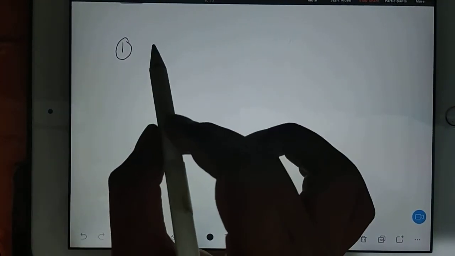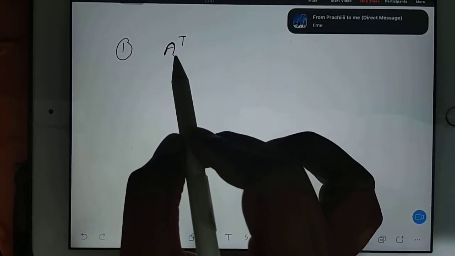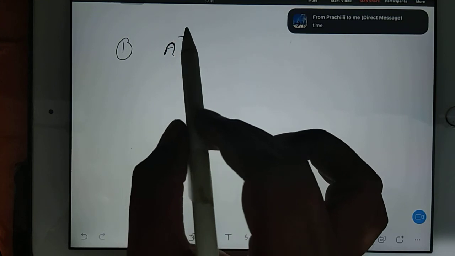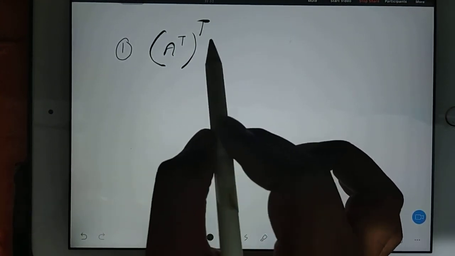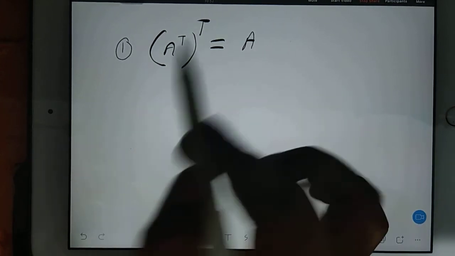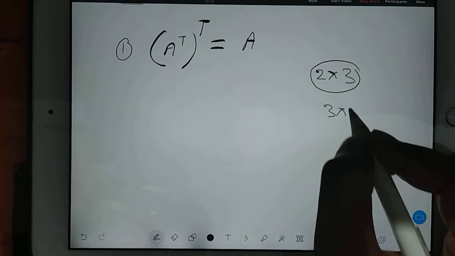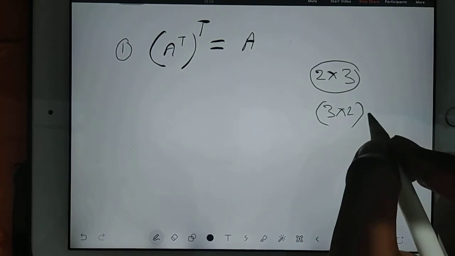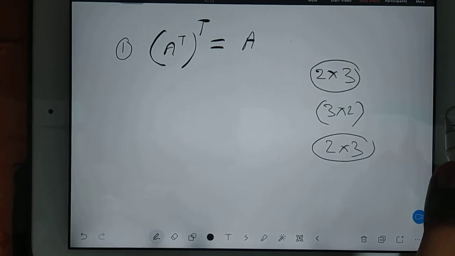Your first property is, if you have a transpose and you find the transpose again, then you get the same matrix. It means if you have order 2 cross 3, first change the order to 3 cross 2. So this became the transpose, and then again change the order to 2 cross 3. So we got the same matrix.